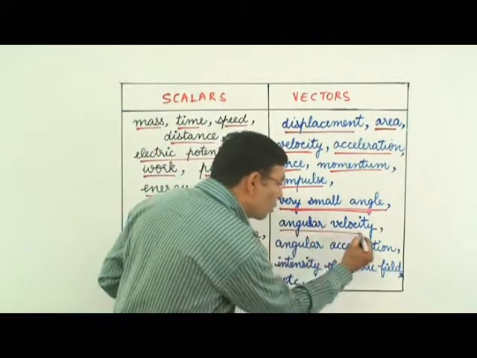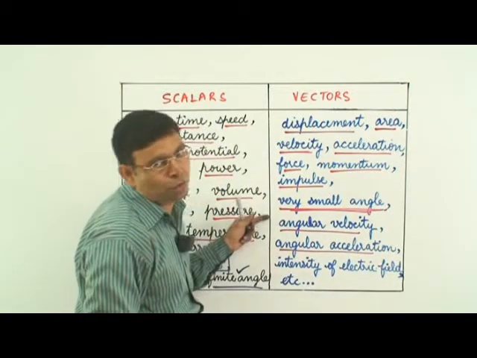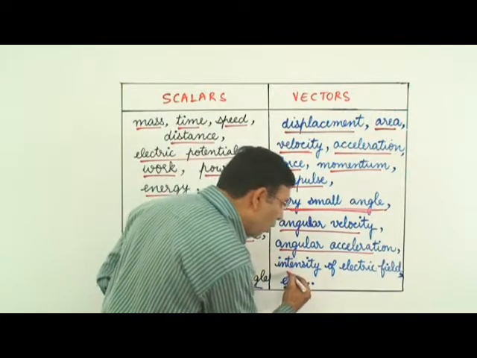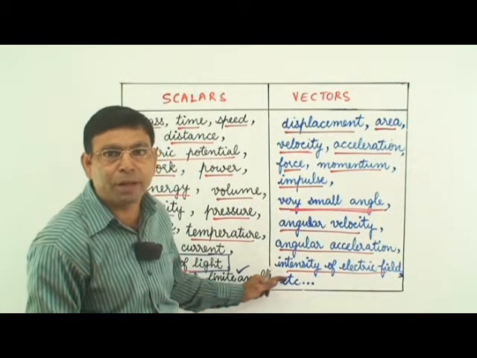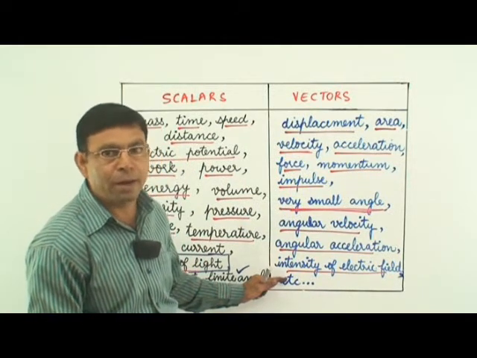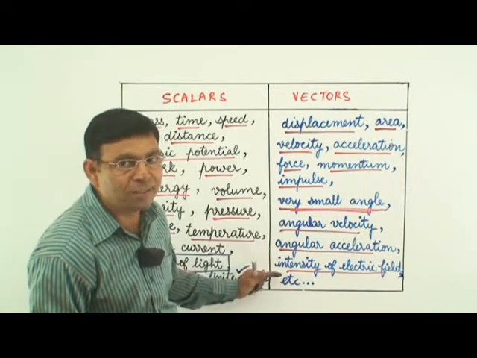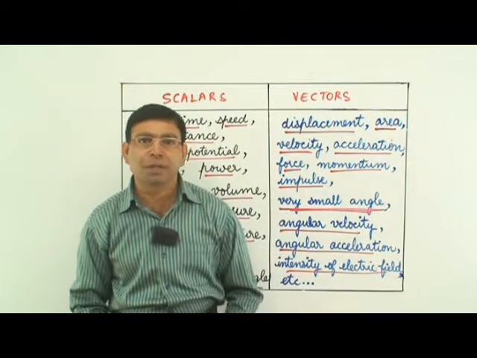Okay, angular velocity is a vector quantity, angular acceleration is a vector quantity. What is angular velocity? What is angular acceleration? Again in higher classes. Intensity of electric field. Similarly, you have a physical quantity called intensity of magnetic field and intensity of gravitational field. All these intensities of fields are vector quantities. Okay, more such quantities you will encounter as you proceed in higher classes.